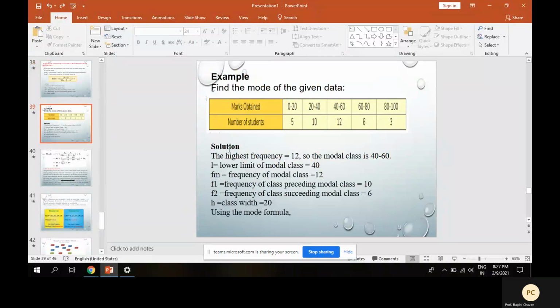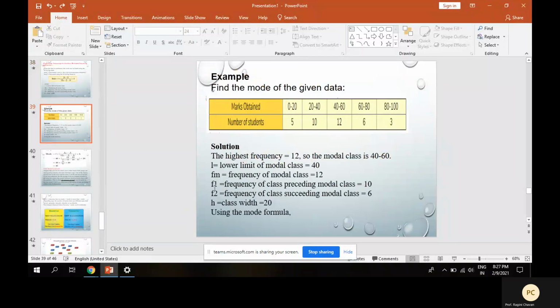So let us continue with how to find the mode for a grouped frequency distribution. The class 40 to 60 comes out to be the modal class. Therefore, the lower limit of the class is 40, and the upper limit is 60. The frequency of the modal class is 12.